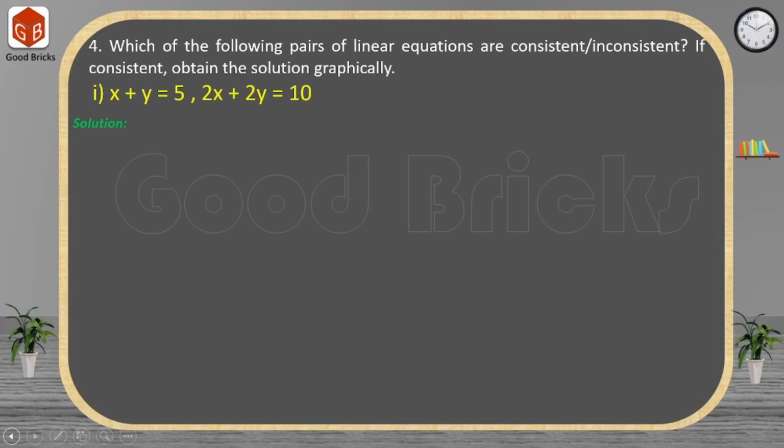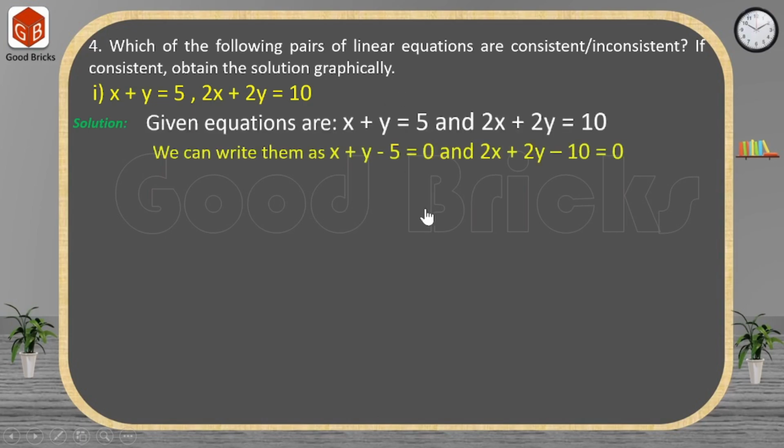Let us now look at the fourth problem of exercise 3.1. In this problem, they are asking whether the given pair of linear equations are consistent or not. If they are consistent, we need to find the solution graphically. So let us find the solution first of all.